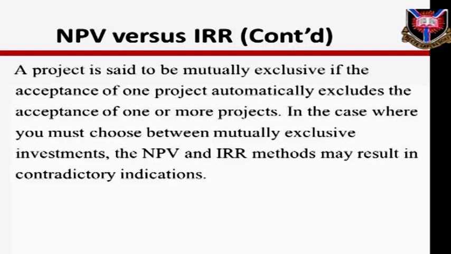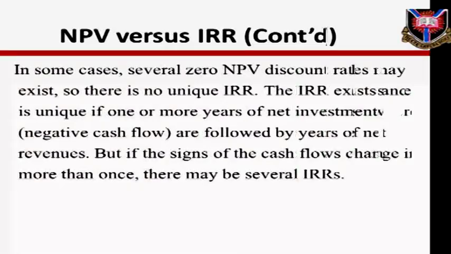In the case where you must choose between mutually exclusive investments, the NPV and IRR methods may result in contradictory indications. That is, the decision rule of taking the project with the highest IRR may select a project with a lower NPV. In some cases, several zero NPV discount rates may exist, so there is no unique IRR.